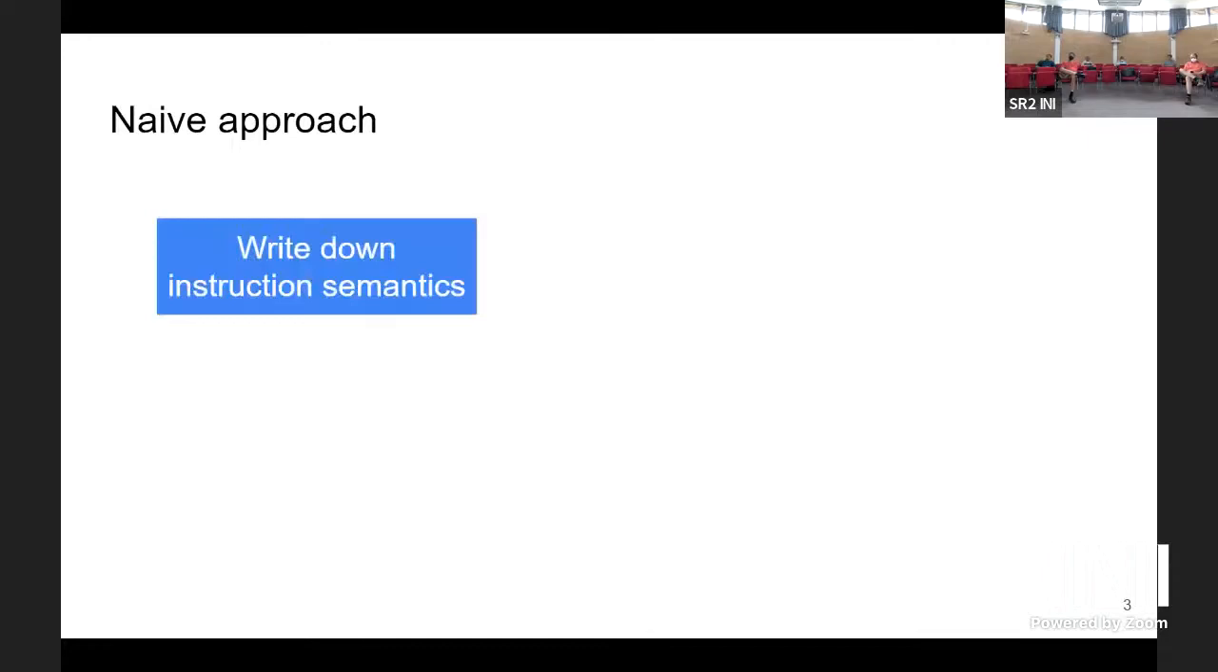So what's the challenge here? Why can we not just do this straightforwardly, with standard verification, right now?